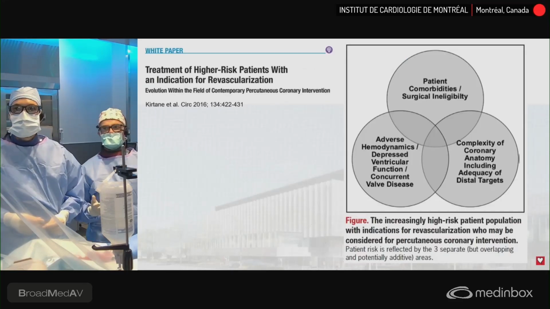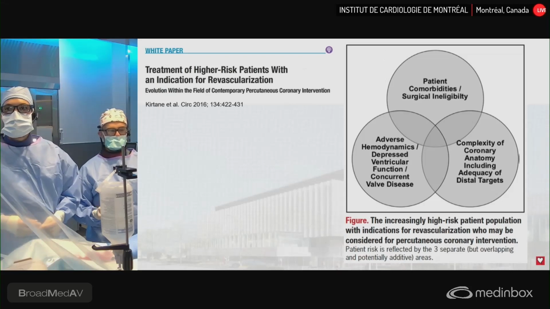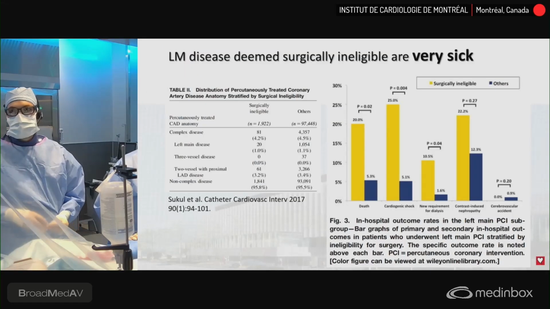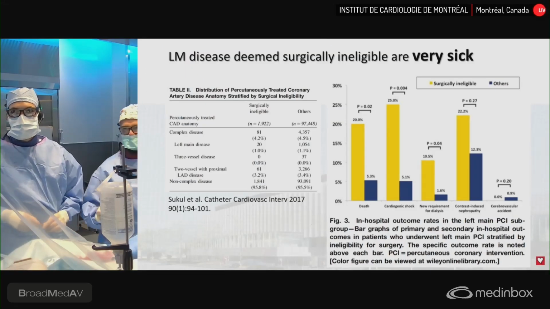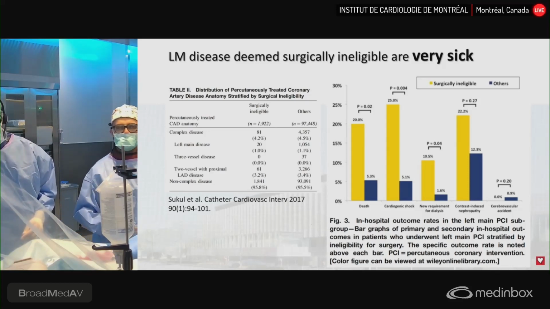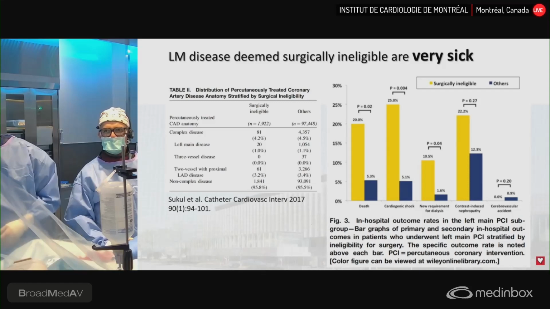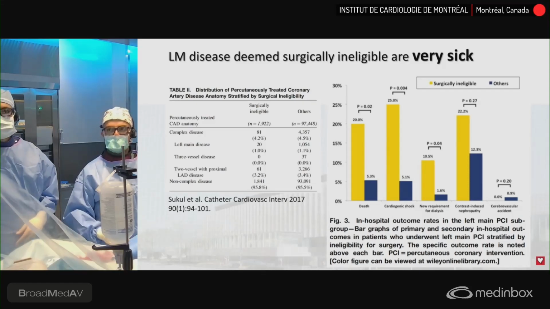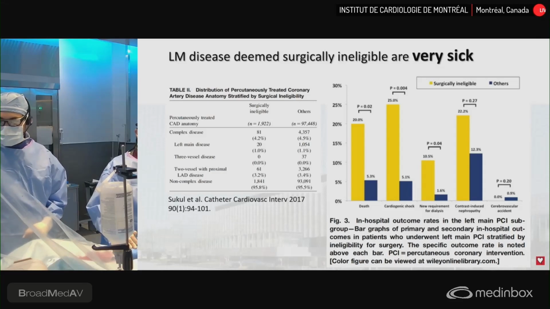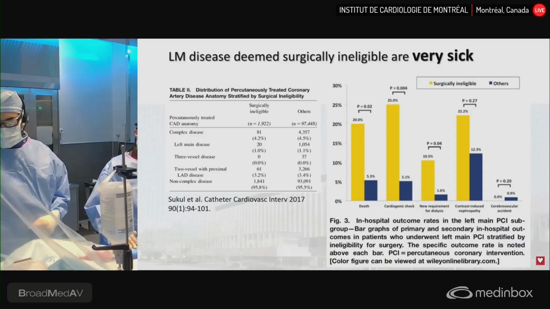So in this case, this is a higher risk patient because he's a surgical turn down. And we know those patients have more adverse outcomes and are actually at very, very high risk. Next slide. So left main disease deemed surgically ineligible are very high risk patients. You can see here over 20% MACE in hospital. And this is much higher, an odds ratio of 3 or 4 compared to patients who are not turned down for surgery.